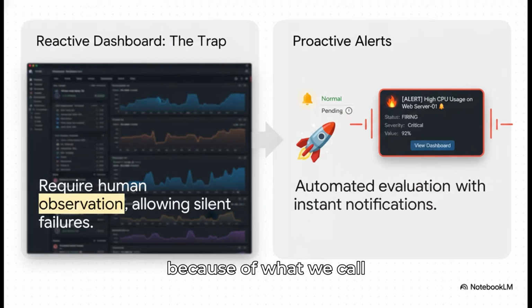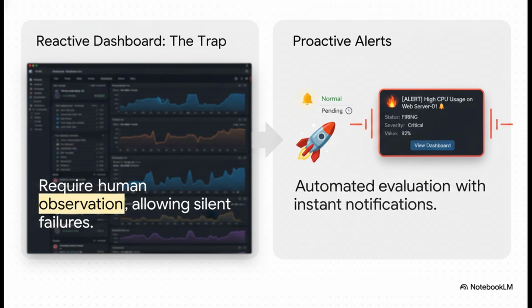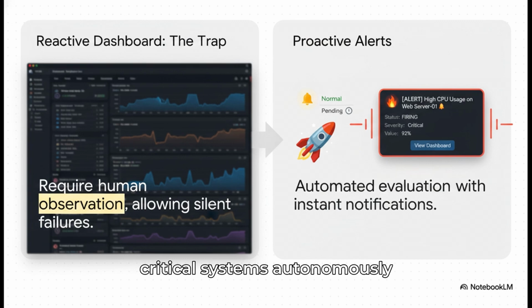Well, it happens because of what we call the dashboard trap. Think about it. Reactive dashboards require constant human observation. If you aren't actively staring at the screen, failures just happen in total silence. The source material highlights a massive, fundamental shift in the Grafana ecosystem: proactive alerts. This decoupled alerting engine basically acts like a centralized brain for telemetry evaluation. It monitors your critical systems autonomously and instantly notifies you, even when your user interfaces are completely inactive.